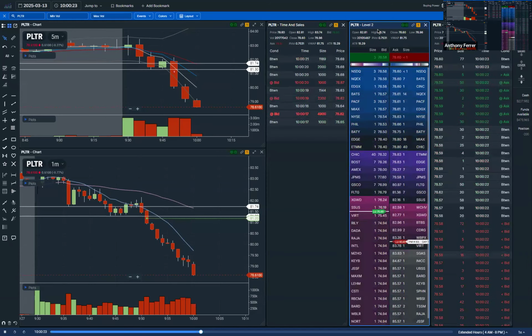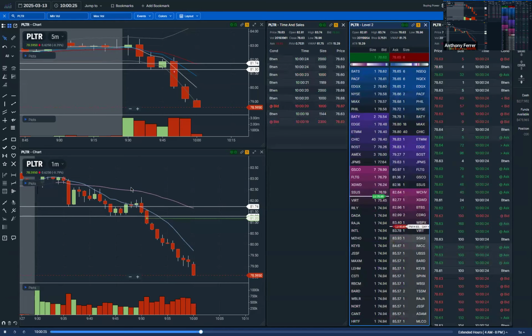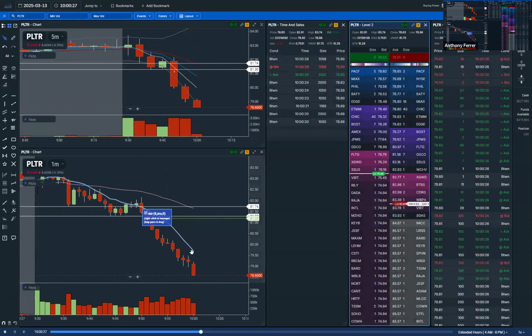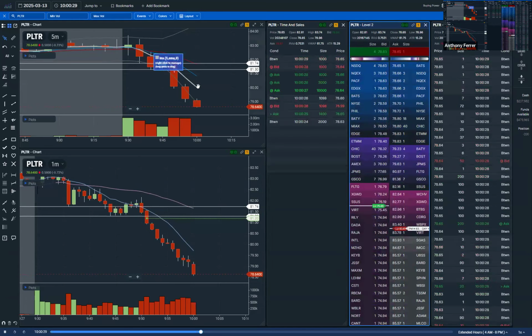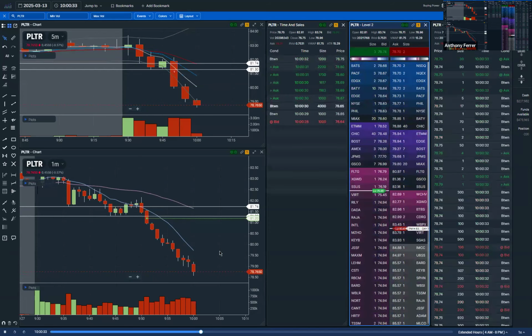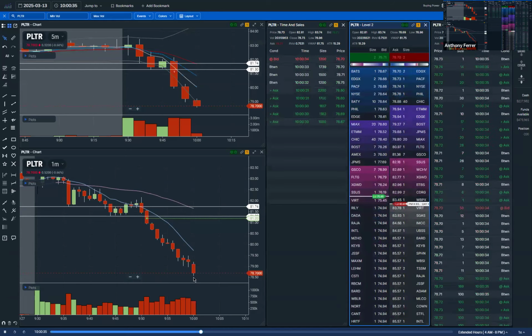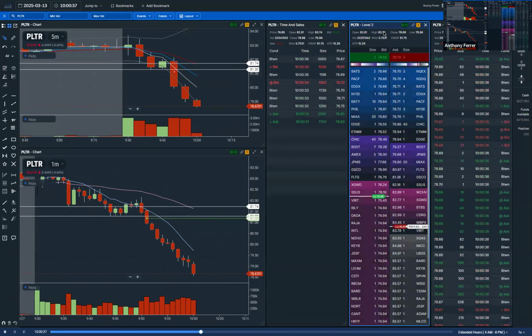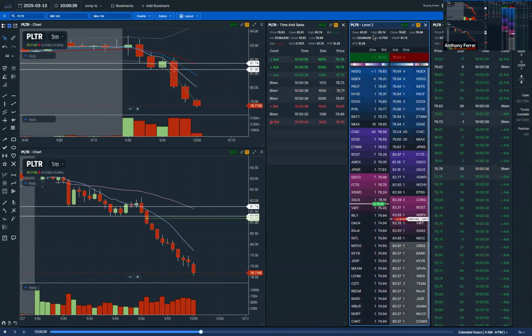We thought that was at 76. I think you're still using tape-based exits. It's kind of extended from this 9 EMA, and on a 5, it's extended from this 5 SMA. And we saw that 78.50, how's this acting here?